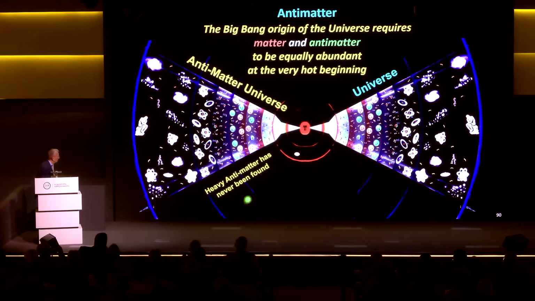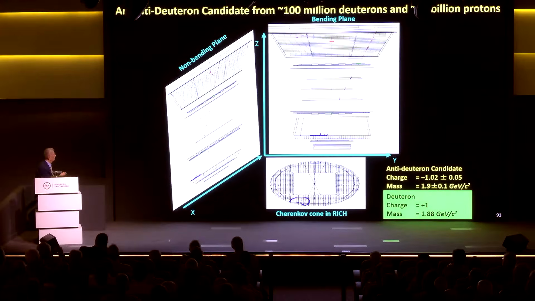Heavy antimatter has never been found because to find it, you need a magnetic spectrometer in space to measure the charge. From 100 million deuteron, and 10 billion protons. This is the bending plane, non-bending plane, production angle. This candidate has a charge of -1 plus or minus 0.05, mass 1.9 plus or minus 0.1, just the opposite of deuterons.